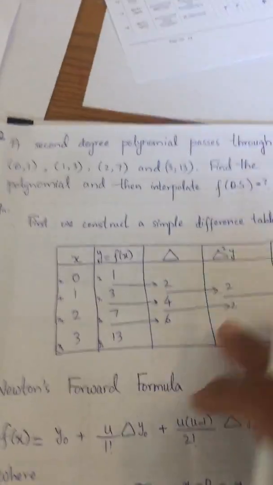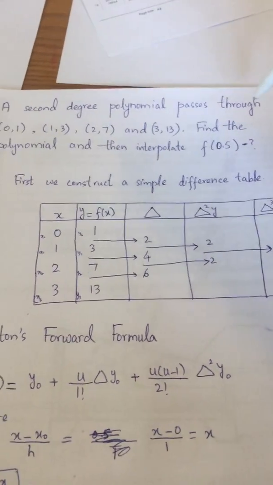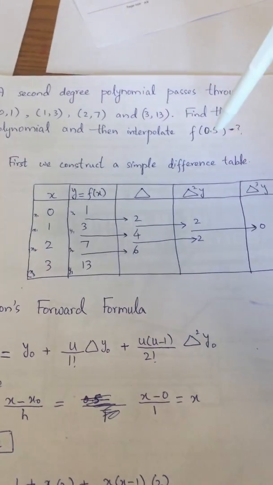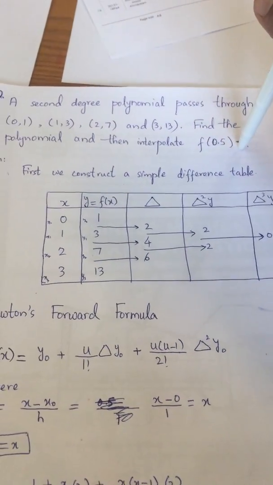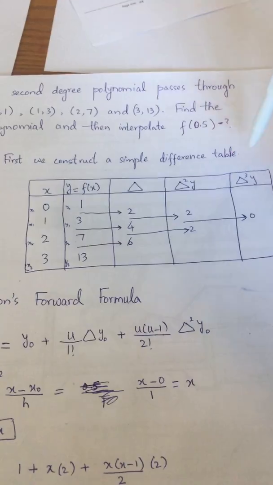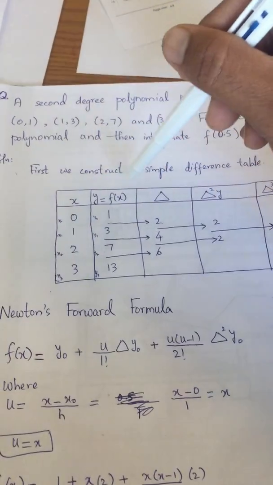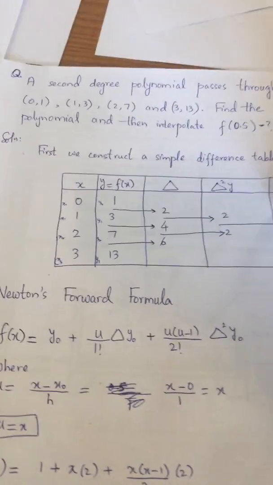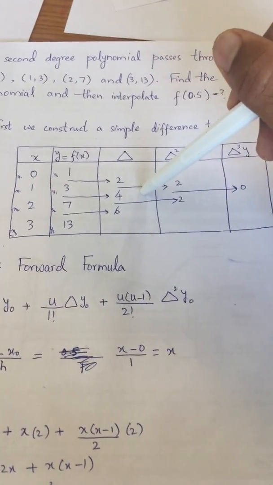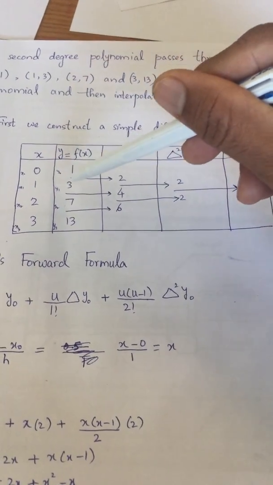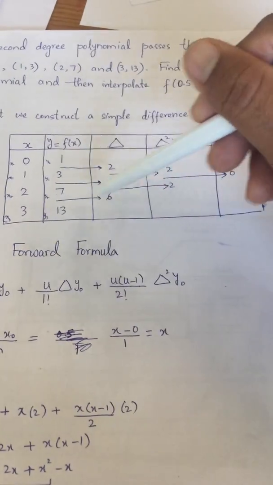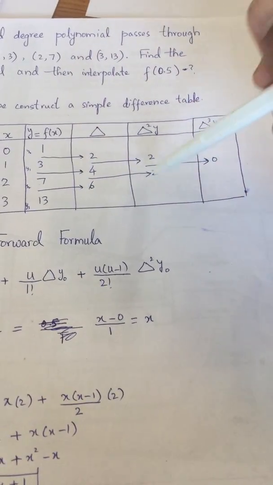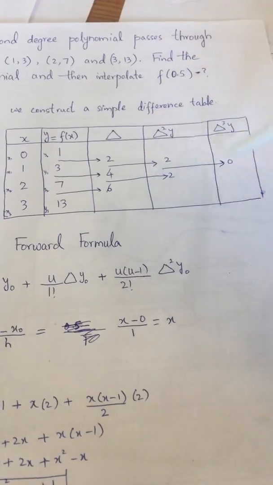So we can solve the value. Another question: a second degree polynomial passes through these points. Find the polynomial equation and then interpolate at this value. So first we construct a simple difference table, x and y in columns again, and then we take the first order difference, second, third. First is like 3 minus 1, 7 minus 3, 13 minus 7. For delta 2 it is 4 minus 2, 6 minus 4. For the third it is 2 less 2, which is 0.